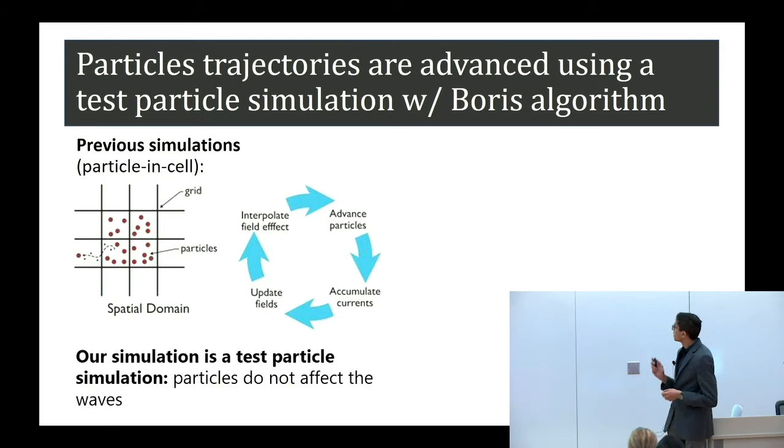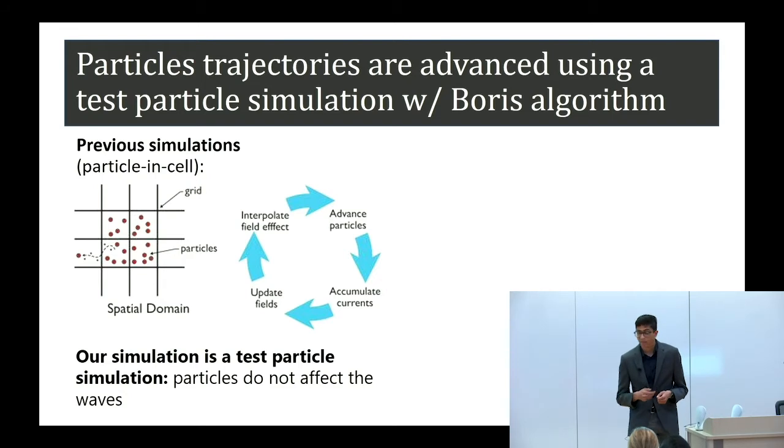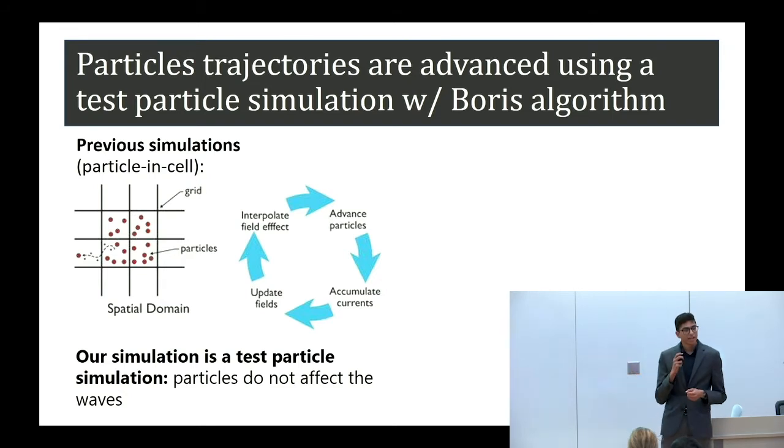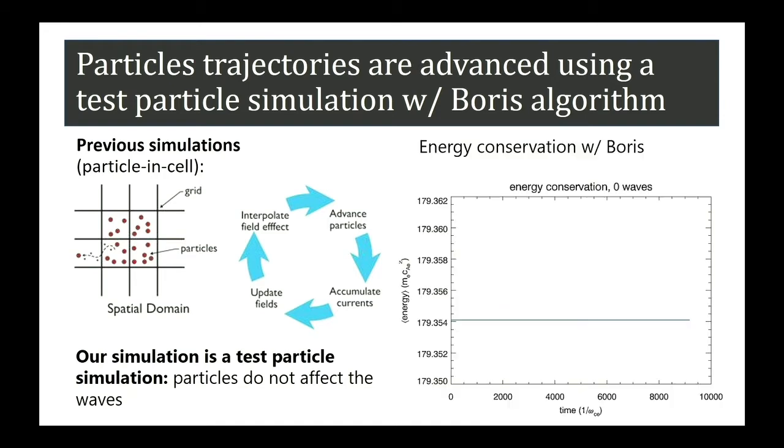Now, our simulation is what's called a test particle simulation. In this simulation, electromagnetic fields, as well as the particles, are tracked over all space, no need for grid points. But it does have the disadvantage that the particles don't give feedback on the waves that control them. Our simulation uses a numerical integrator called the Boris algorithm. This type of integrator is really nice because in the zero wave case, when we don't have a wave in our system, it preserves energy almost perfectly.